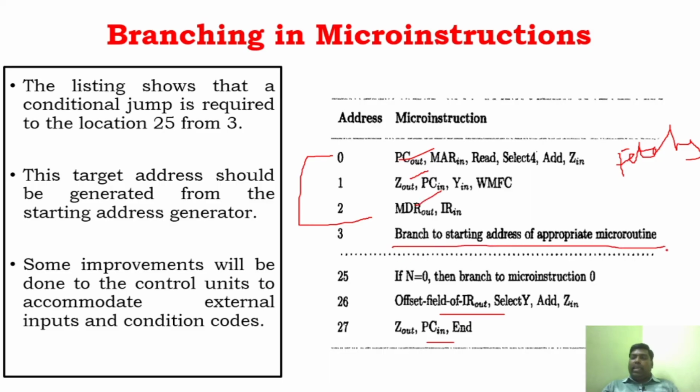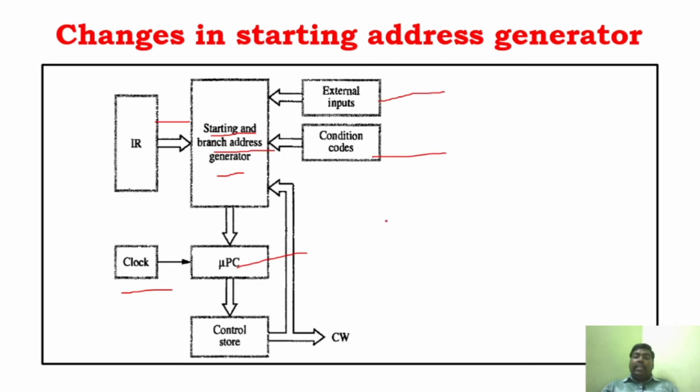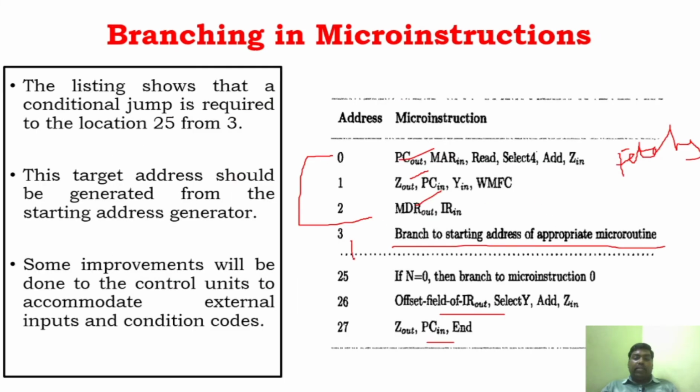Now you can see, one by one it will execute, and while executing this particular instruction, what is that? It is a branch to starting address. What does it mean? While executing this instruction, the starting address generator will send the number 25 to the program counter. You can see here it is sent to 25. It should not go to the next one, it should go to 25, because 25 is the target address of the branching instruction, right?